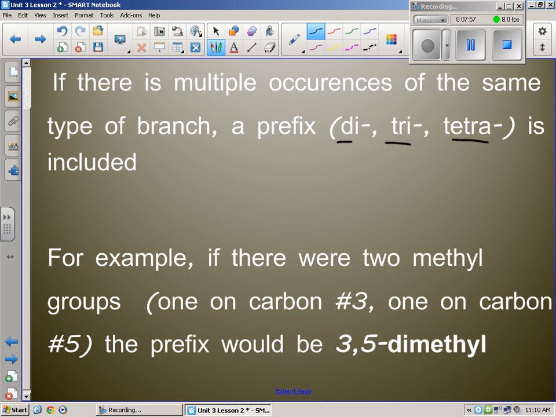So instead of saying 2-methyl, 7-methyl, we're going to say 2,7-dimethyl, which implies basically that there's 2 methyls and they are located on the 2 and the 7 carbon, for example. Okay? As one example. Or we got 3 methyls. So 2, 3, and 4 have methyls on them. 2, 3, 4, that's 3 methyls, that's trimethyl.